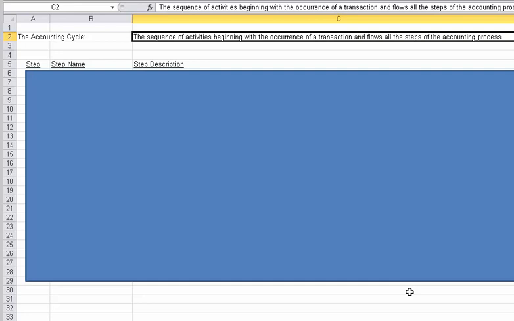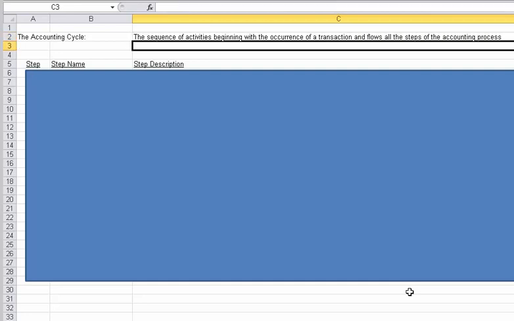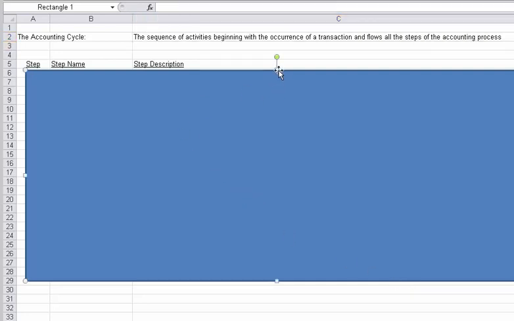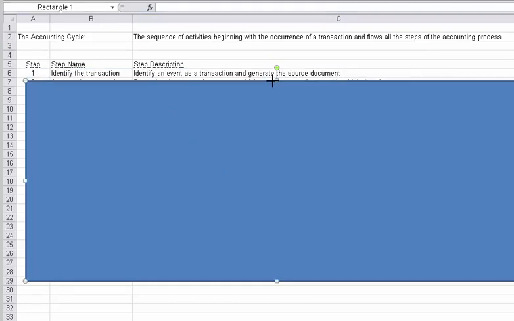Alright, so the accounting cycle is the sequence of activities beginning with the occurrence of a transaction, and it flows through all the steps of the accounting process. Okay, let's go over those steps. The first one is identify the transaction. That's where we identify an event as a transaction and we generate the source document.